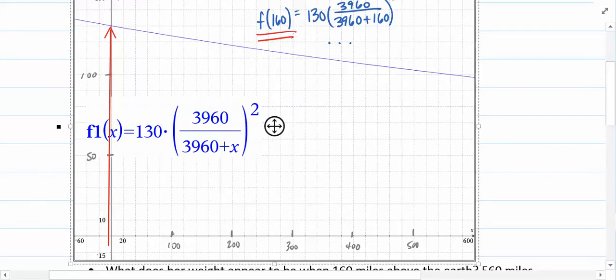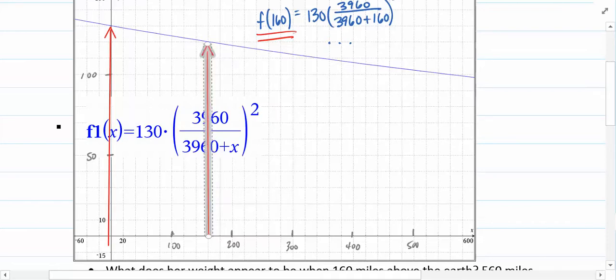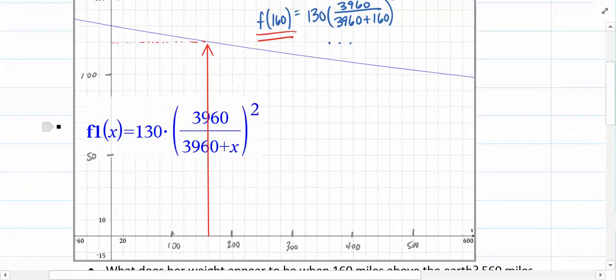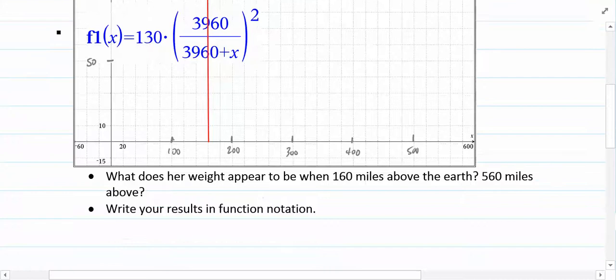Let's see where the function points to when she is 160 miles above the Earth. Right here. So this value appears to be her weight when she is 160 miles above the Earth. Now she is 100. Here is her weight, 100 pounds, 110, and now 120 pounds. So when she's 160 miles above the Earth, it appears that she only weighs 120 pounds, according to the graph.